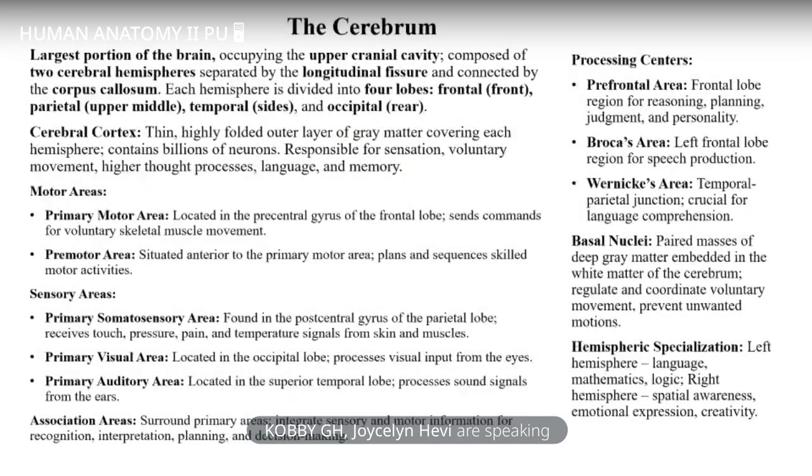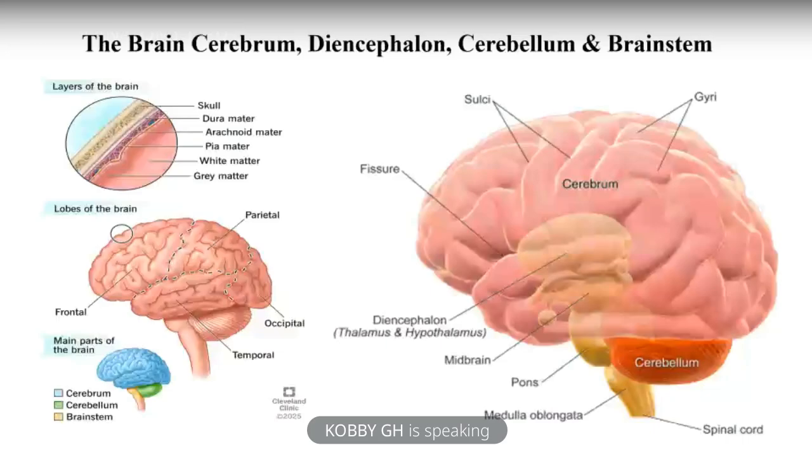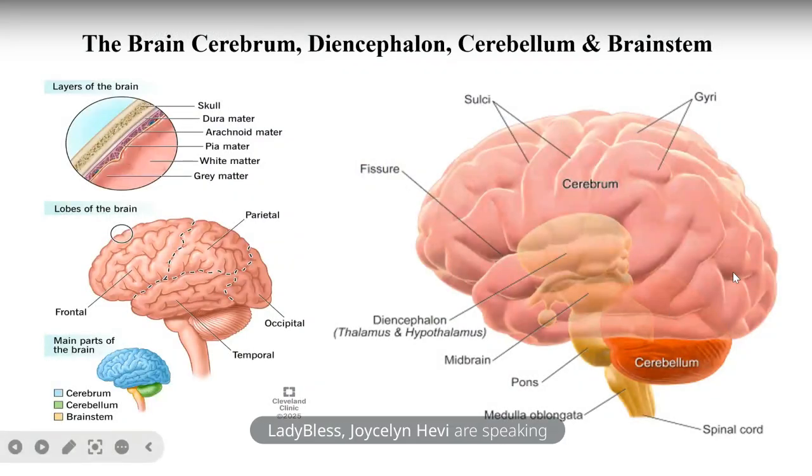So basically, you see, that's the brain. So you see, we have the cerebrum. What is another name for the cerebrum? Telencephalon. Okay. Mention two anatomical features or structures that we can see on the cerebrum.